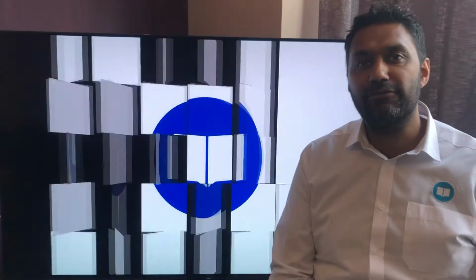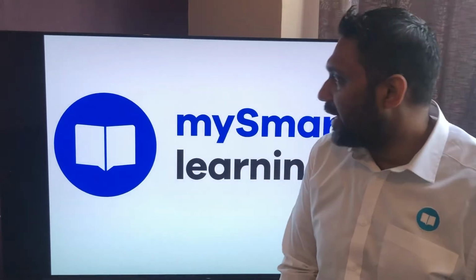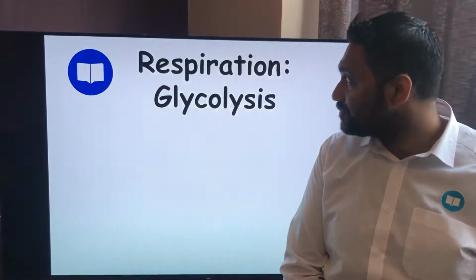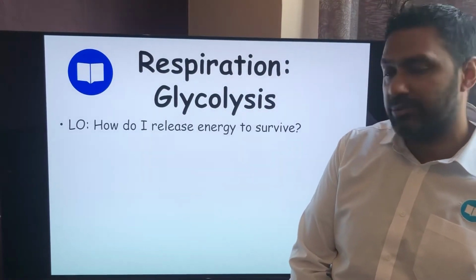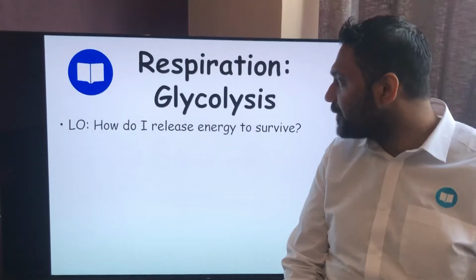This is a lesson for Year 12s and Year 13s for your A-Level Biology. It's chapter 12 from the Caboodle textbook. We're looking at respiration. Now, before we start looking at the first lesson, respiration on glycolysis, this is our learning objective. How do I release energy to survive?